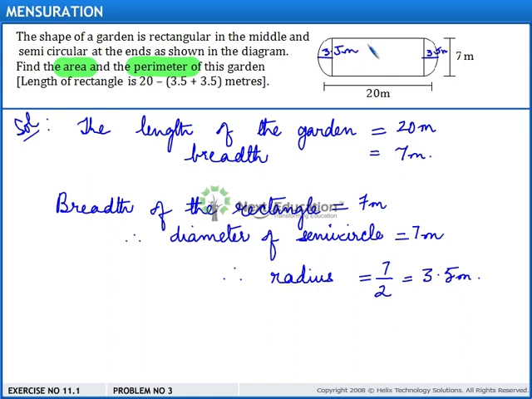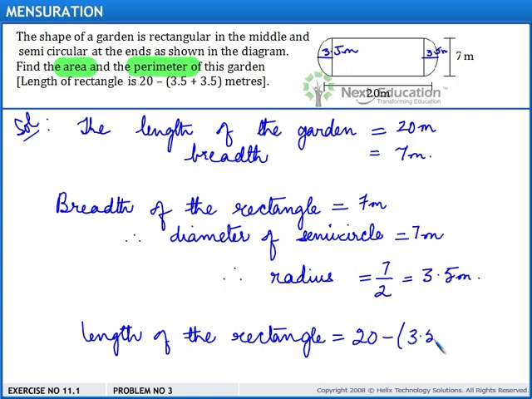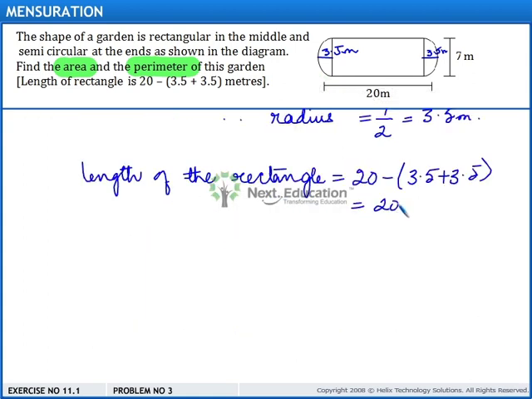Now we need to find the length. So we write here the length of the rectangle is equal to the total length, that is 20 meters of the garden, minus we have to subtract these two radii. So we have to write here 20 minus 3.5 plus 3.5, which is equal to 20 minus 7. So we get 13 meters as the length of the rectangle. Now we find out the area of this rectangular part.